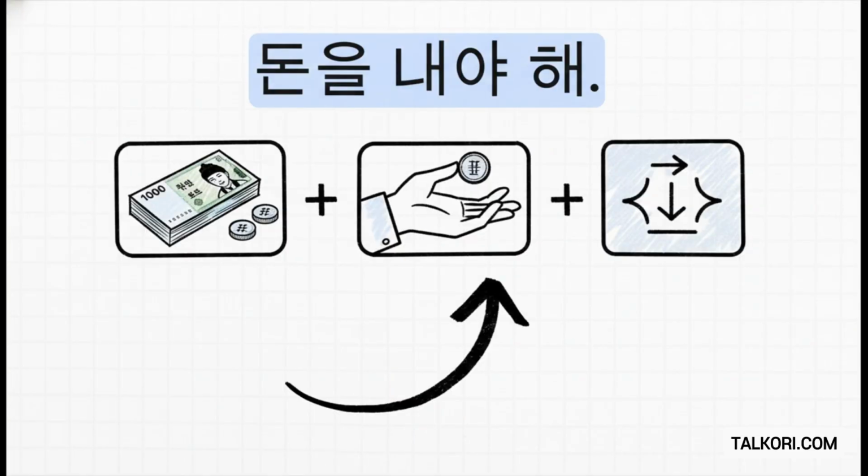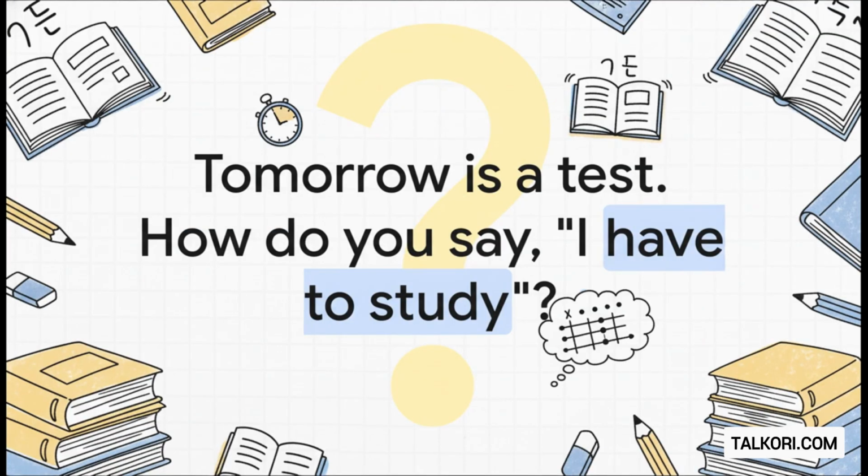Now, this one's a little tricky. The verb stem is 내. Since that's a dark vowel, we add 어야 해. But when you put 내 and 어야 together, they just smush into 내야. So it comes out nice and clean as 내야 해. Great job. All right, final practice round.